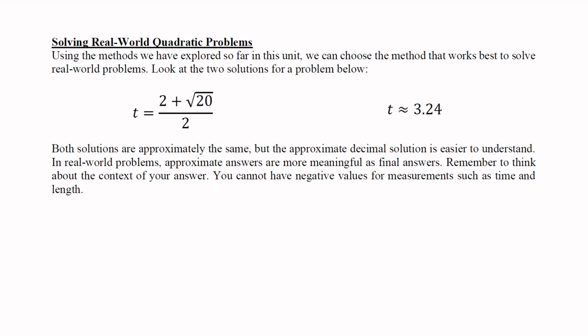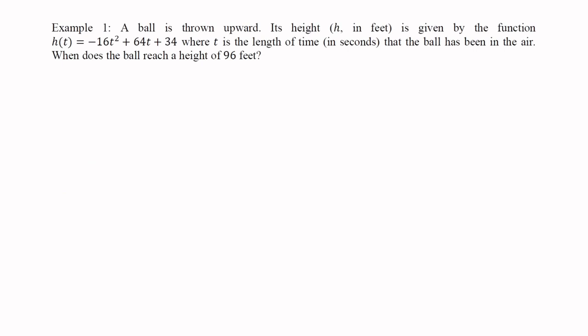Remember to think about the context of your answer. You cannot have negative values for measurements such as time and length. And when we look at these two examples here, knowing that your time is, say, 3.24 seconds, that's something that you can understand. Saying that your time is 2 plus the square root of 20 all over 2 seconds, you don't really have an idea of what that means. So sometimes an approximate solution is going to tell you more than the exact solution. So let's take a look at an example.